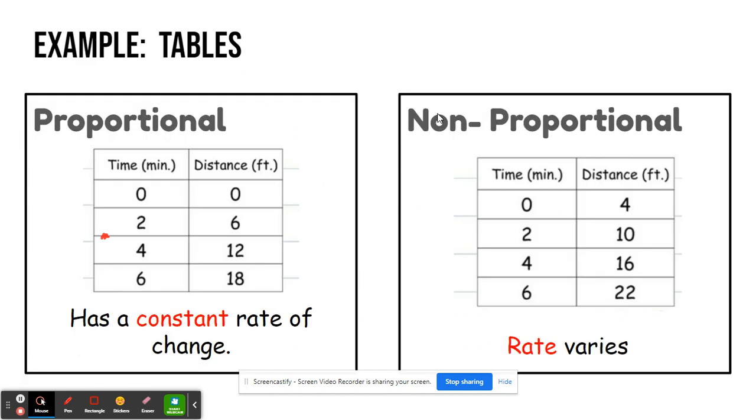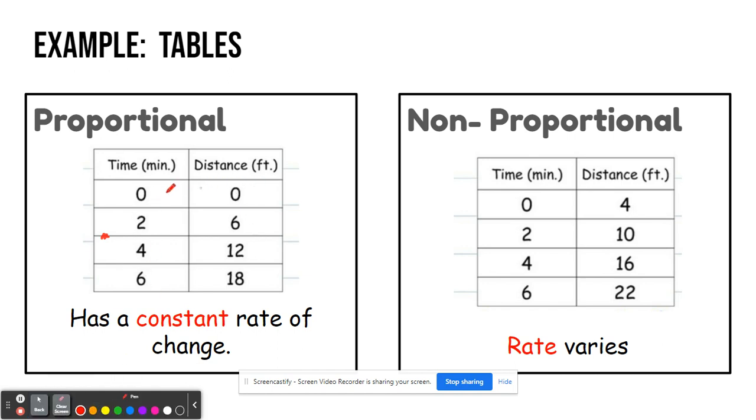Next is tables. And with tables, there's two ways to look at it. First of all, we're going to have a constant rate of change, and sometimes we can also see on this one, it passes through 0, 0. When I'm saying it has a constant rate of change, I'm just saying that if I divide my y value by my x value, it's going to be the same every time.